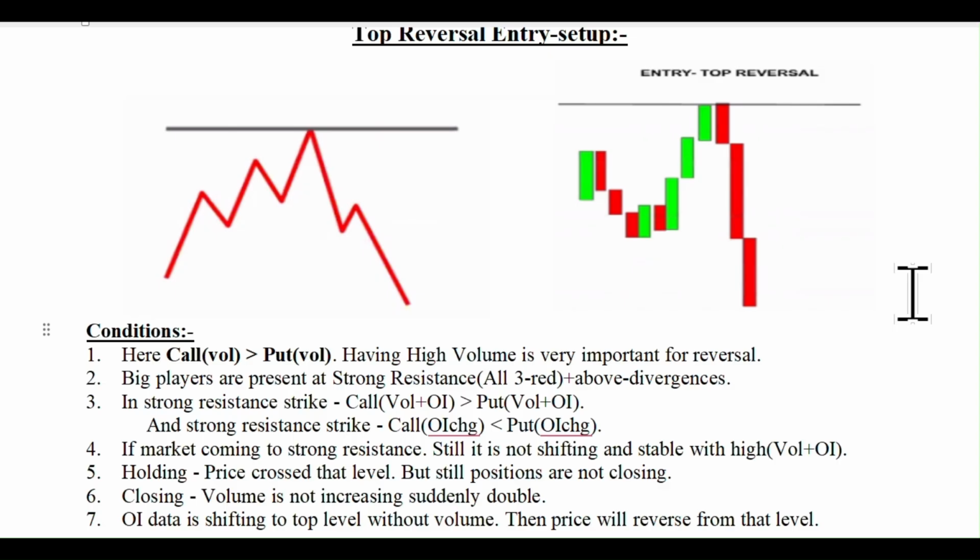Next, observe the trading volume carefully. The volume should not suddenly double or increase sharply, because such a move may indicate position unwinding rather than fresh position building. Finally, watch how open interest shifts. If open interest moves to a higher strike price without a corresponding increase in volume, the market is likely to reverse from that level. On the other hand, high open interest supported by high volume indicates fresh position building, which is generally a stronger and more reliable signal.